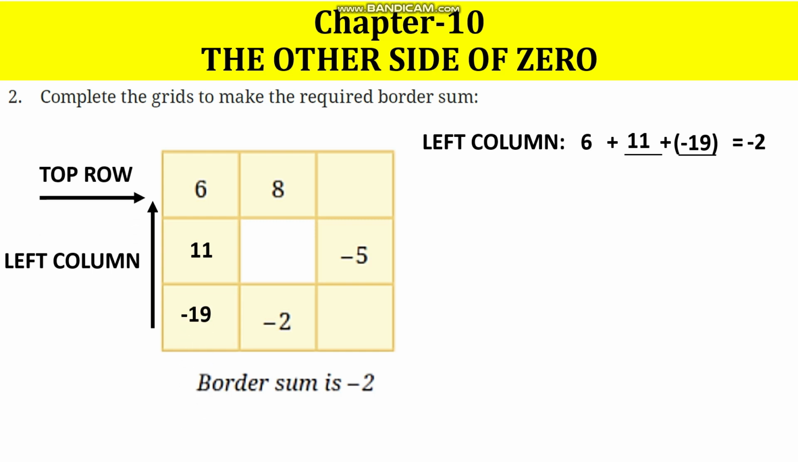Now, when we talk about the top row, we have 6 and 8. We know that 6 plus 8 is 14. And now what to add with 14 to get -2? That is -16. So here we can replace the number.